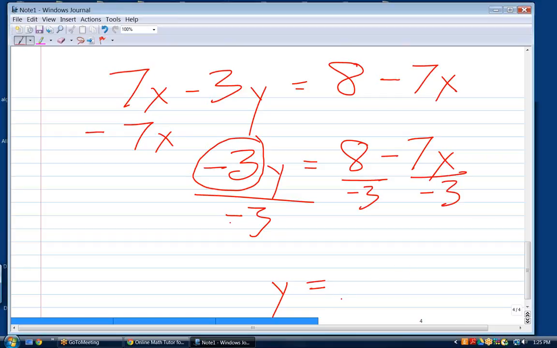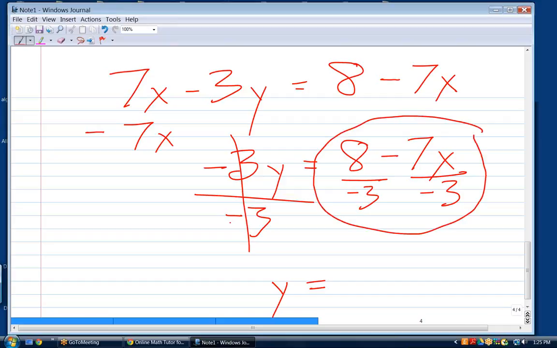So what's this last line? Y equals what? In other words, by dividing the left side by negative 3, I get rid of the 3. Remember, we're not trying to get rid of the y. If I was trying to get rid of the y, I would just add 3y to both sides. I'm trying to maintain the y. I'm trying to get rid of the negative 3 multiplier. So what does this change to?